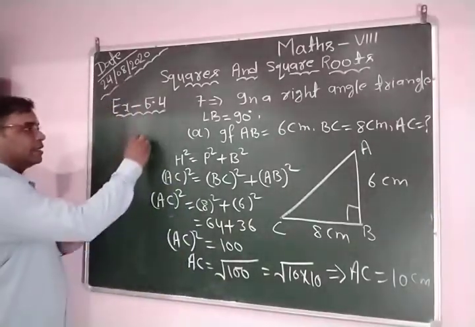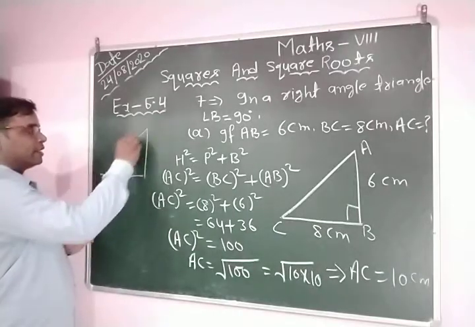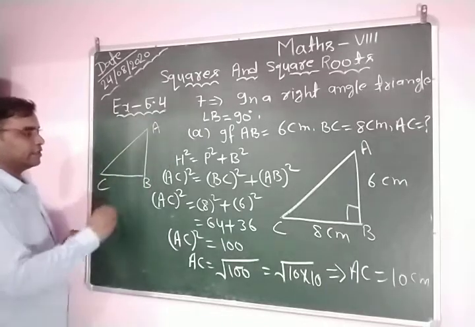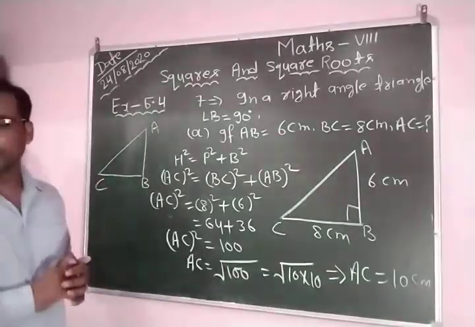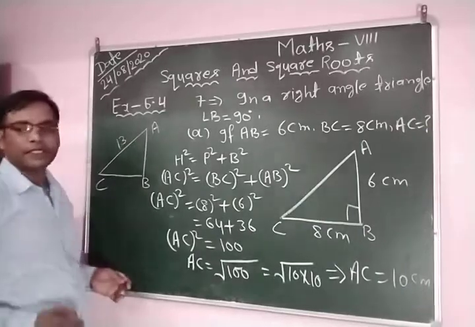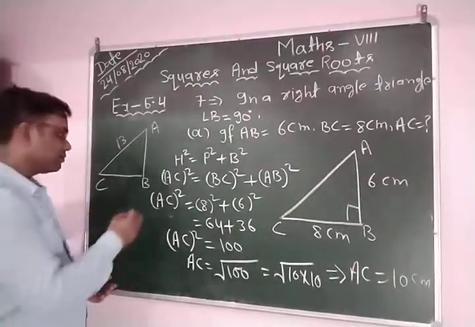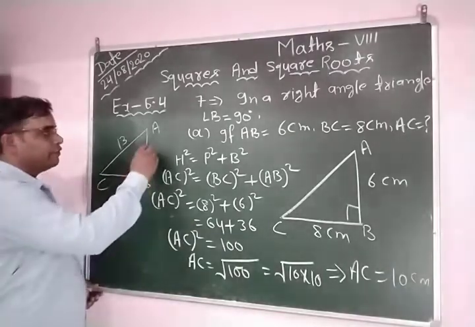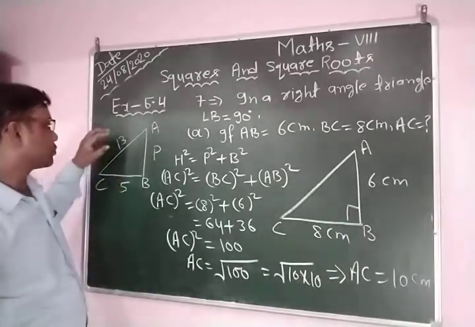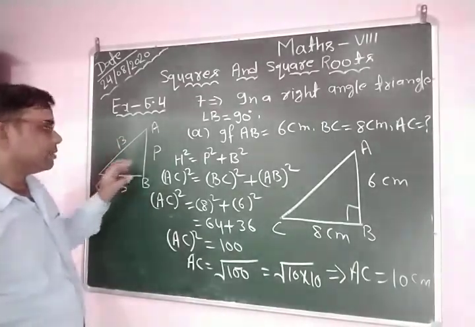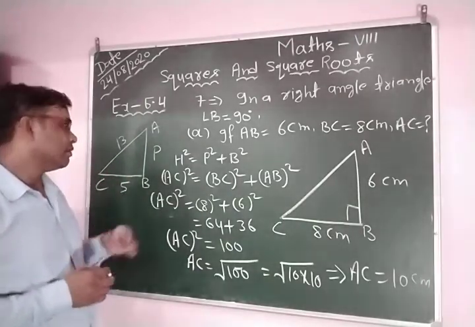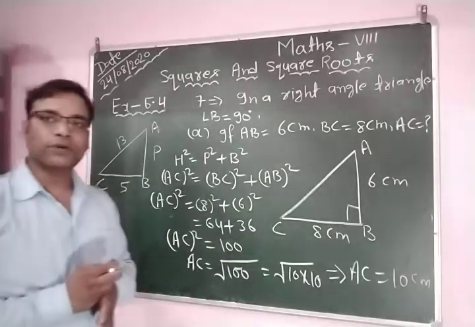This is a right angle triangle. This is B, this is A, this is C. In this question, it is given that AC is equal to 13 centimeters and BC is equal to 5 centimeters. We need to find the perpendicular. Again we use the Pythagoras property. Square of 13 is equal to square of 5 plus square of p, and when we simplify, we find the value of p is equal to 12.